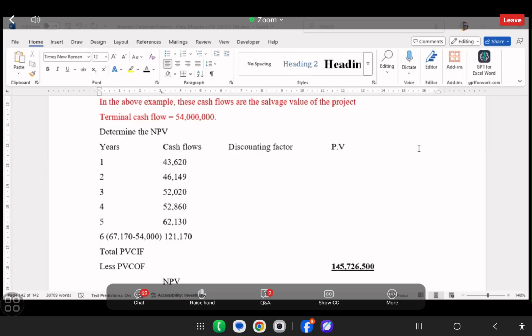Someone says present value cash inflow 245. Let me put it there. Total present value cash inflow. Did you say 245 like that? I believe that is what I have seen. Maybe someone can confirm that. Someone gives an NPV of 99. There is some correlation there.